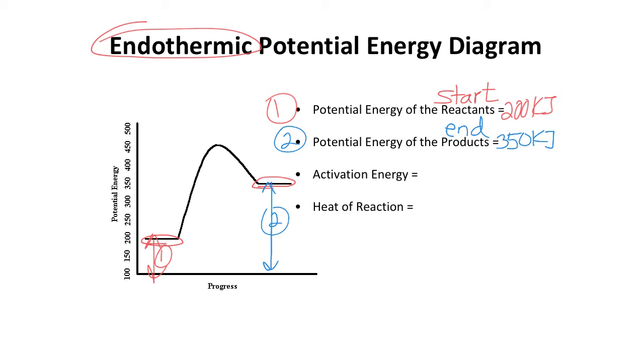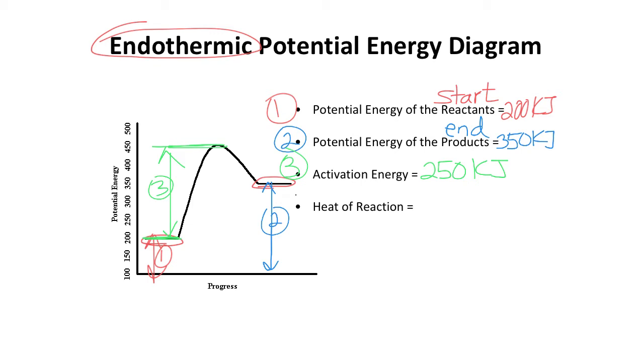Activation energy is the difference between where the reaction starts and the very top of that hill there. It's the energy needed to get the reaction going. So in this diagram, we are starting at 200. The top of the hill is 450. So the activation energy is 250 kilojoules.